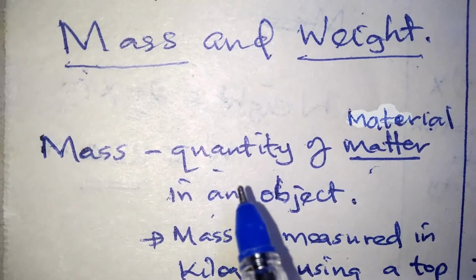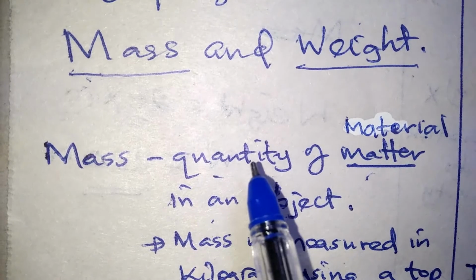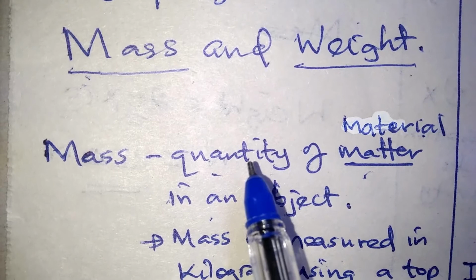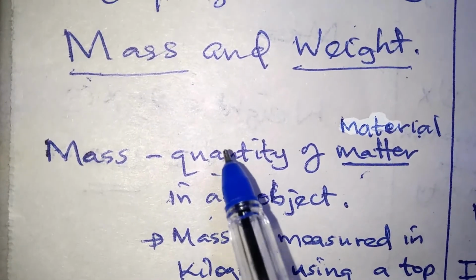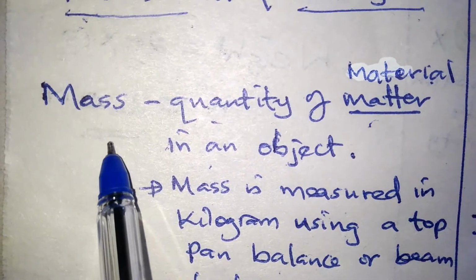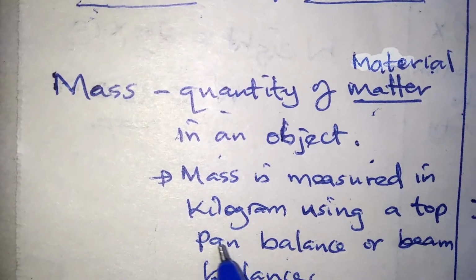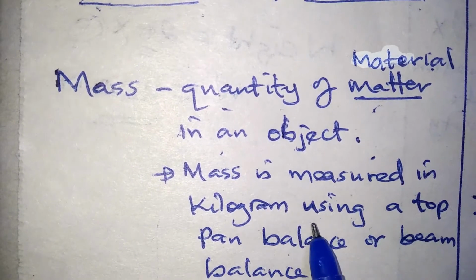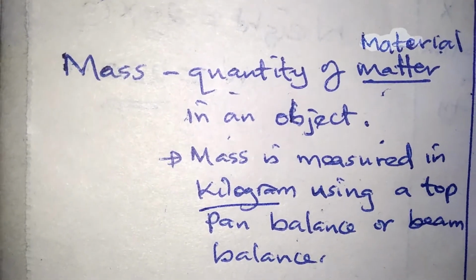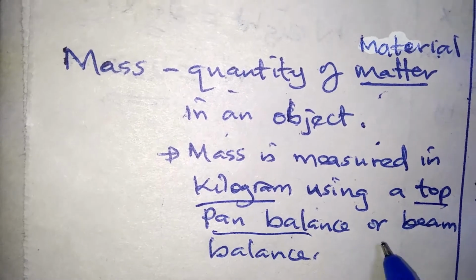Hello, in this video we are going to learn about mass, weight and density, but to start with we're going to concentrate on learning about the difference between mass and weight. First of all, let's explain what mass is. Mass is defined as the quantity of matter in an object. Mass is usually measured in kilogram, which is the SI unit, and it is measured using a top pan balance or a beam balance.